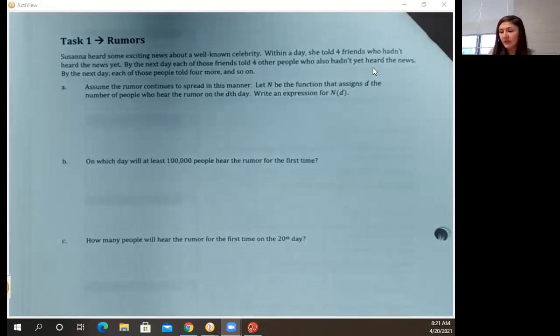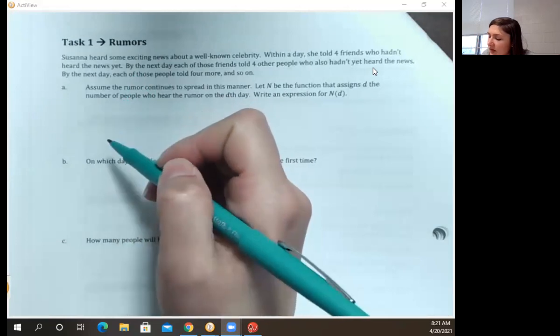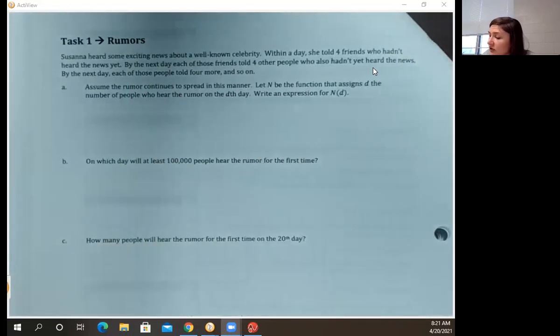So this says, Susanna heard some exciting news about a well-known celebrity. Within a day, she told 4 friends who hadn't heard the news yet. By the next day, each of those 4 friends told 4 other people who also hadn't heard the news. By the next day, each of those people told 4 more, and so on.